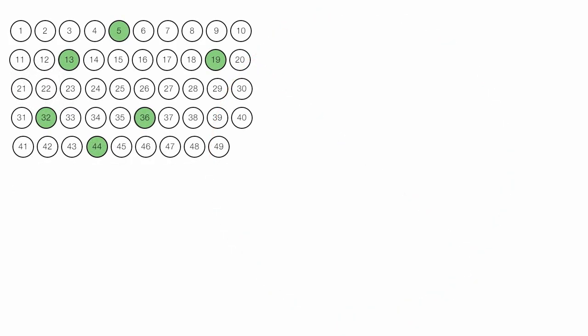So imagine there's 49 numbers in the lottery. What we're looking for is the probability of getting all the red numbers and no green numbers. We're going to pick lottery numbers without replacement, and I'll walk you through the probability of that.